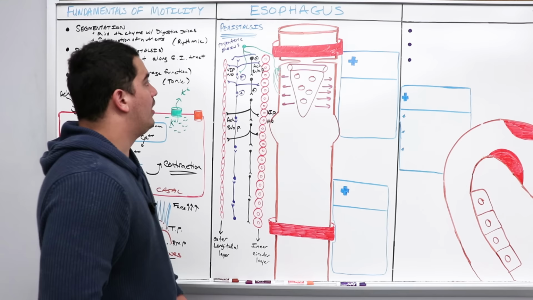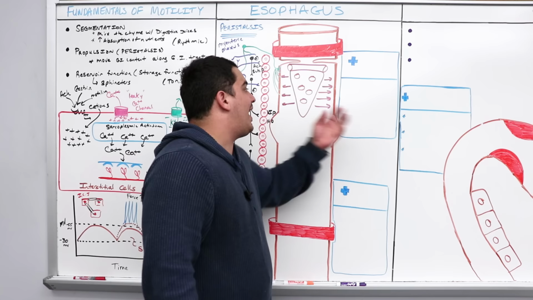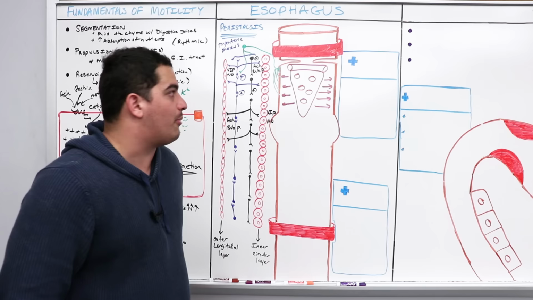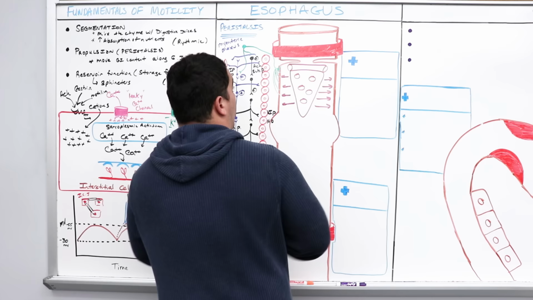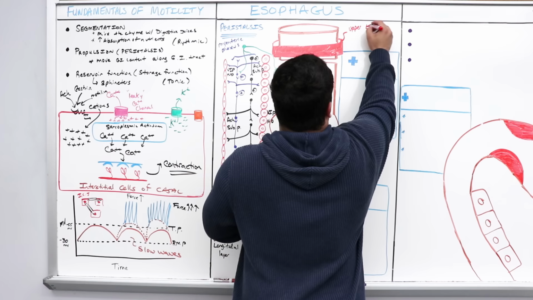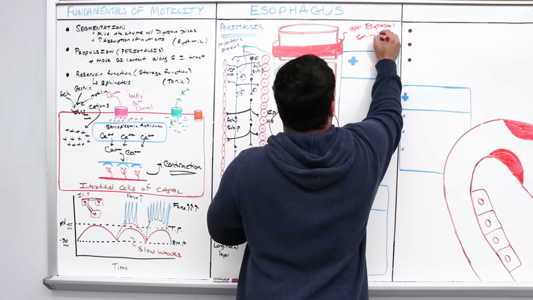Now, what I want to do is I want to completely tie it in, because it makes so much sense to tie it in, two clinical correlations associated with the esophagus, like dysfunctions in their motility. One is this sphincter here. Look at this sphincter, guys. This one is called the upper esophageal sphincter. You usually refer to it, they write it as UES.